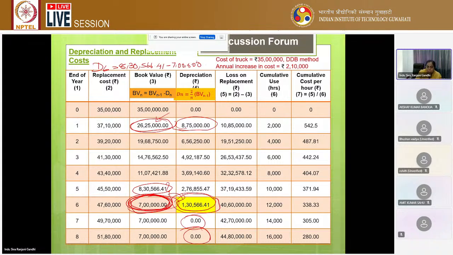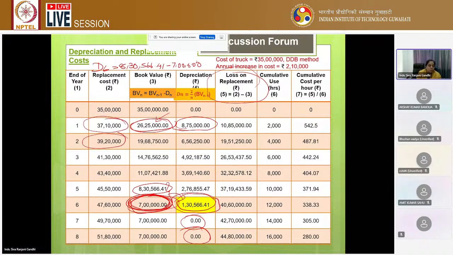That's the principle in the double declining balance method. So in this method, we are calculating the loss on replacement of the machine. Say, for example, every year we estimate what will be the cost if you try to replace the machine with a new machine.